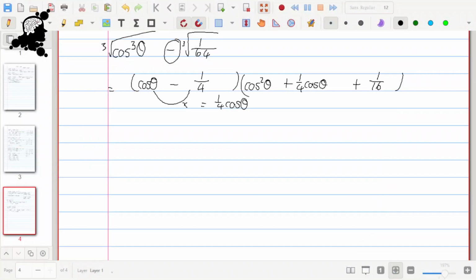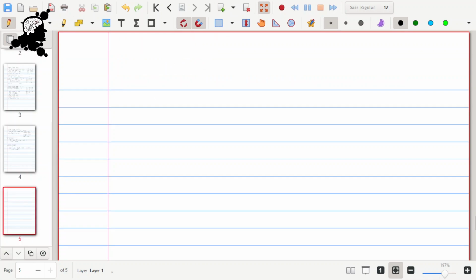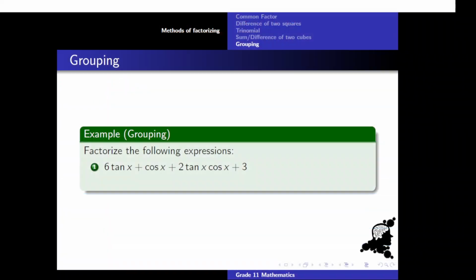Let me go back to the writing pad and let's actually open a new sheet of paper. Okay, so let's see what we have here. We've got 6 tan of, let me just go back here. So that's 6 tan of x.